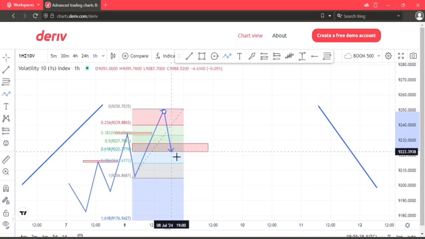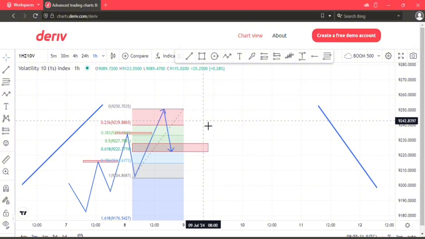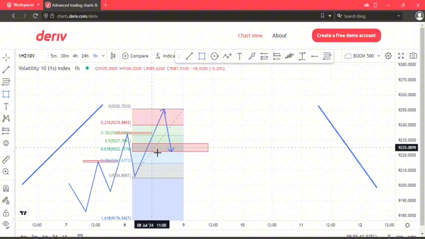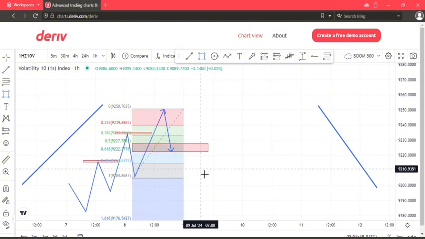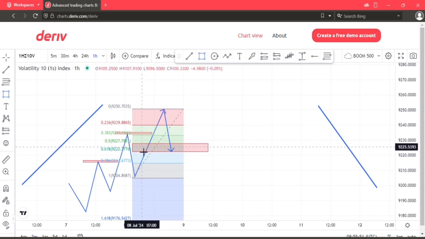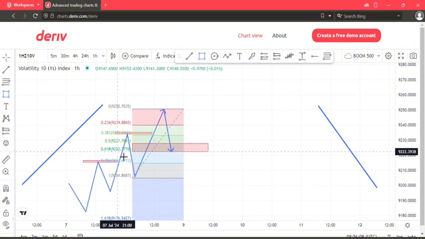For proper confirmation, and not to use Fibonacci retracement alone, if you are already in trading and you are able to identify your fair value gap right here, within this 0.5 to 0.618, you are going to identify your fair value gap within this space. Below this 0.18, you are going to get your order block.